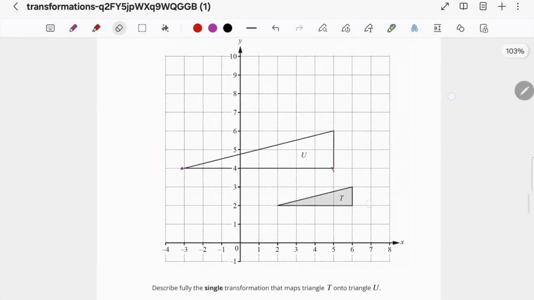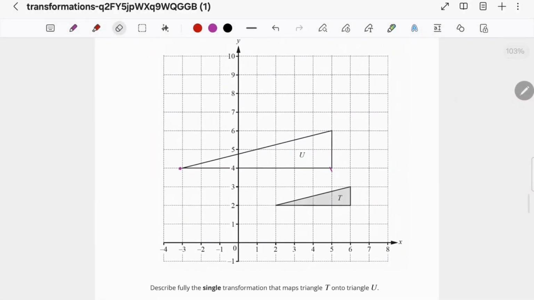Look at this question. It is given: describe fully the single transformation that maps triangle T onto triangle U. Now you have to describe a transformation which is mapping T onto U. So U is the image and T is the real. After looking at both triangles, you can see what the name of that transformation is. What is the name of the transformation?